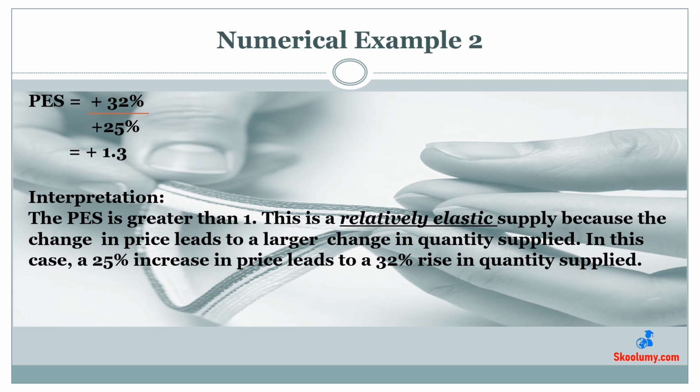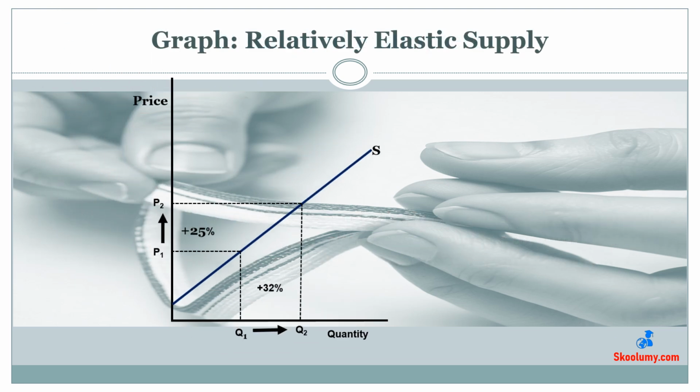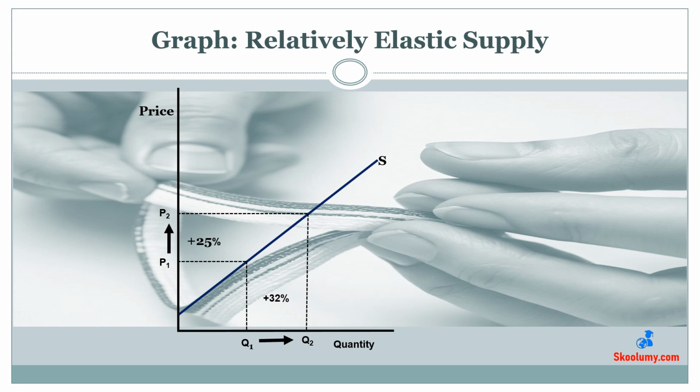The PES is greater than 1. This is known as relatively, or fairly elastic supply. It means that a price change, a 25% increase, leads to a bigger change in quantity supplied, a 32% rise. An elastic supply implies that the producer can easily increase the quantity of goods he supplies. For example, when there is stock of goods available in the warehouse, or when there is spare capacity, supply is elastic. This is the graph of relatively elastic supply.